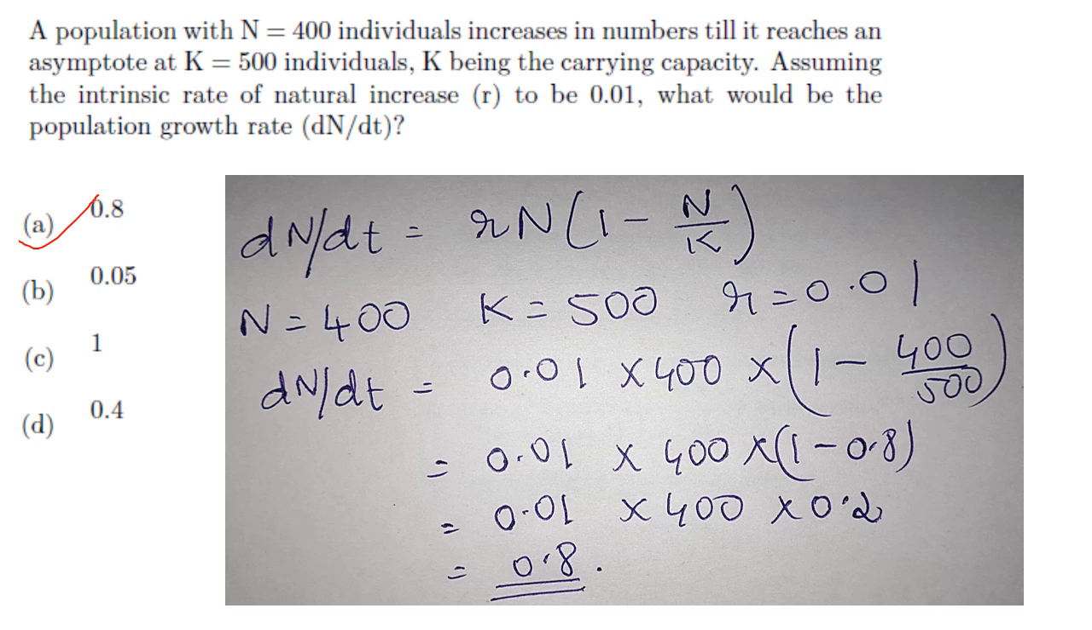Then next one. A population with N equal to 400 individuals increases in number till it reaches an asymptote of K equal to 500 individuals, K being the carrying capacity. Assuming the intrinsic rate of natural increase to be 0.01, what would be the population growth rate dN by dt? So dN by dt is equal to rN (1 minus N by K), that is the formula for dN by dt. They have given the values, N is equal to 400, K is equal to 500, small r is equal to 0.01. Substitute the values and you will get it as 0.8. Answer is option A.